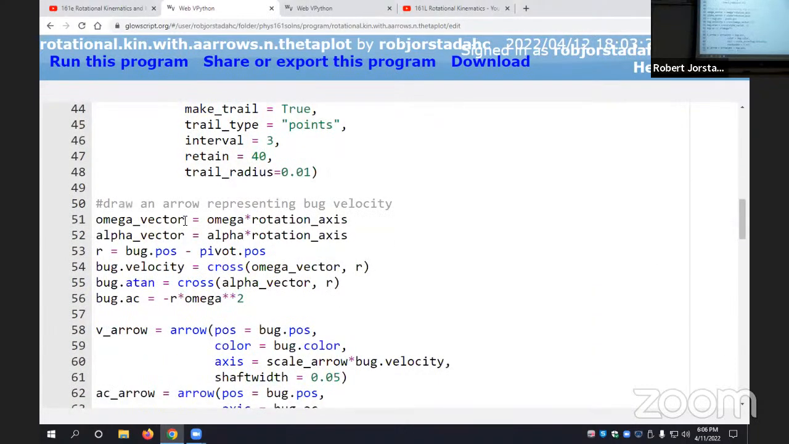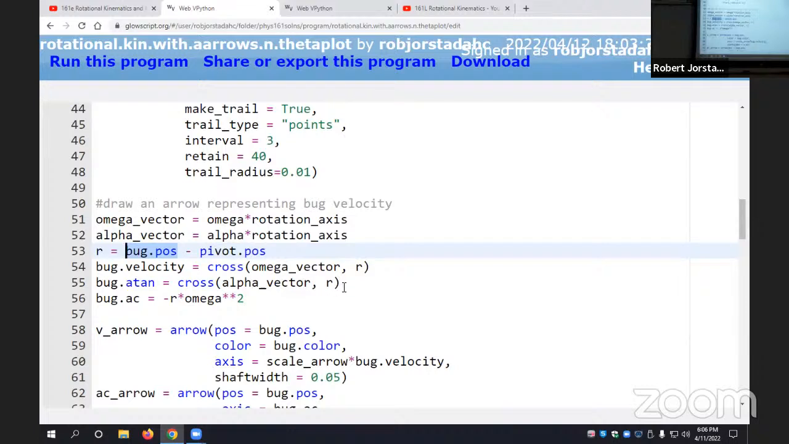So notice the omega vector is omega times the rotation axis. The alpha vector is similar. This R vector, it goes from what to what? I'll give you a hint. It's always final minus initial. So where does it start? At the pivot, and it goes to the bug's position.